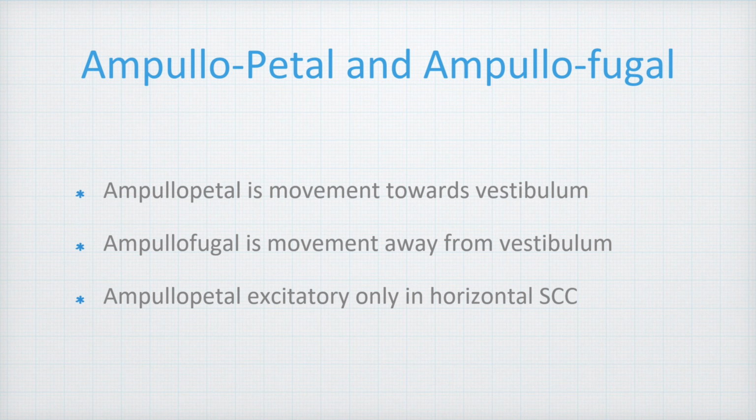We need to understand two important words, ampullopetal and ampullofugal, just like centripetal and centrifugal. If the movement is towards the ampulla, it is called ampullopetal. If the movement is away from the ampulla, it is called ampullofugal. The thing that you need to remember is that ampullopetal is excitatory only in the horizontal semicircular canal. In the other semicircular canals, ampullopetal is inhibitory. So ampullopetal movement is excitatory only in the horizontal or lateral semicircular canal. In the superior and posterior semicircular canals, ampullopetal is inhibitory.